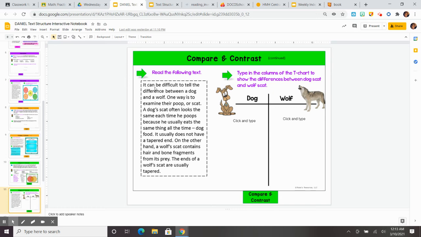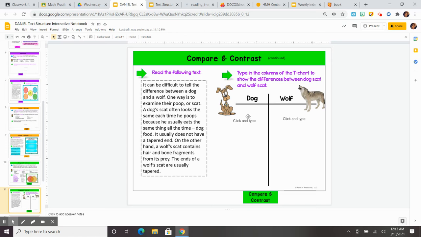So let's read this. It can be difficult to tell the difference between a dog and a wolf. One way is to examine or look at their poop or scat. Ooh, context clues. It told me the definition of scat. A dog scat often looks the same each time he poops because he usually eats the same thing all the time. Dog food. It usually does not have a tapered end. On the other hand, compare and contrast. On the other hand, a wolf scat contains hair and bone fragments from its prey. That means the animal that it's eaten. The ends of a wolf scat are usually tapered.